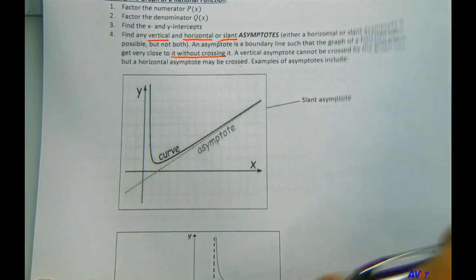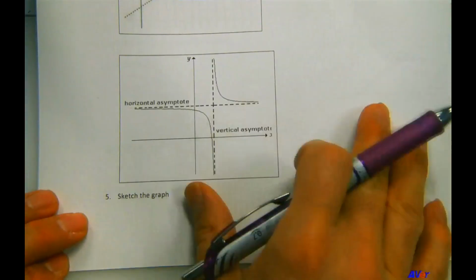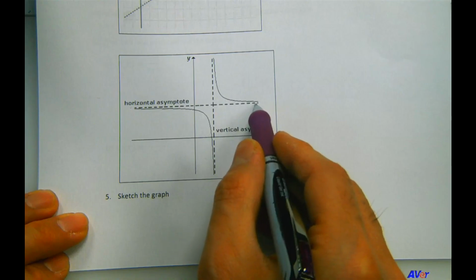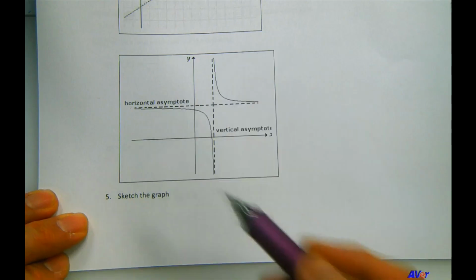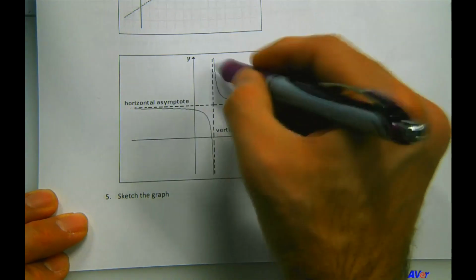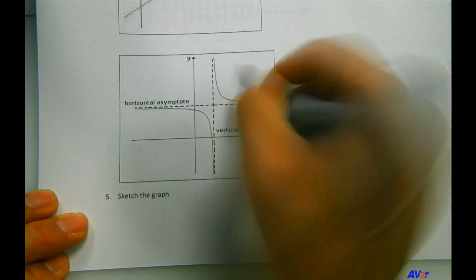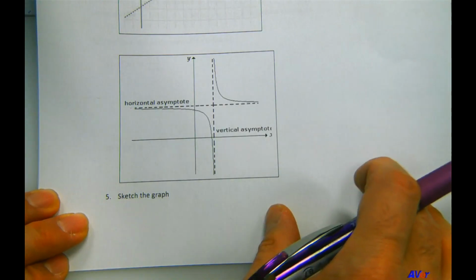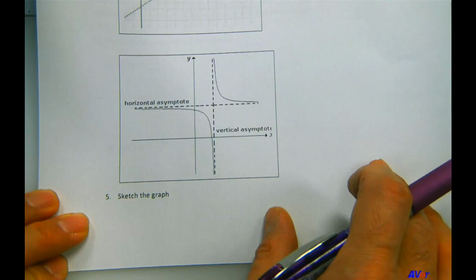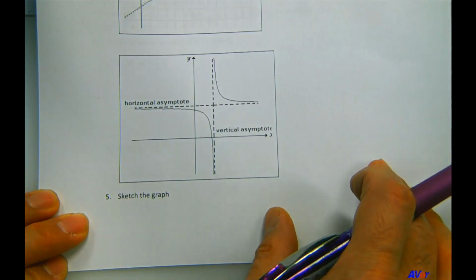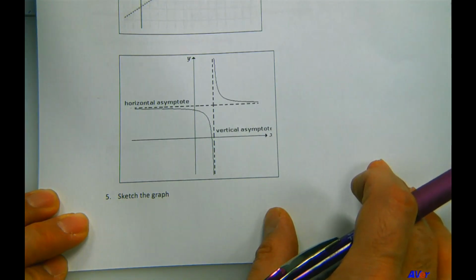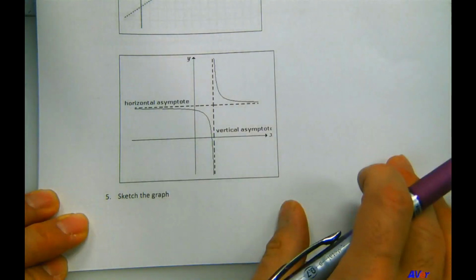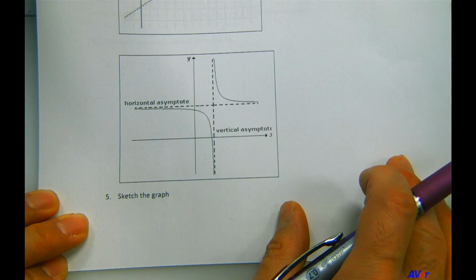Okay? So here we have a horizontal asymptote. That means for sure we're not going to see a slant asymptote. But we do have a vertical asymptote. So the horizontal asymptote is the only kind of asymptote that may be crossed by the graph of the rational function. But vertical asymptotes and slant asymptotes cannot be crossed by the graph.